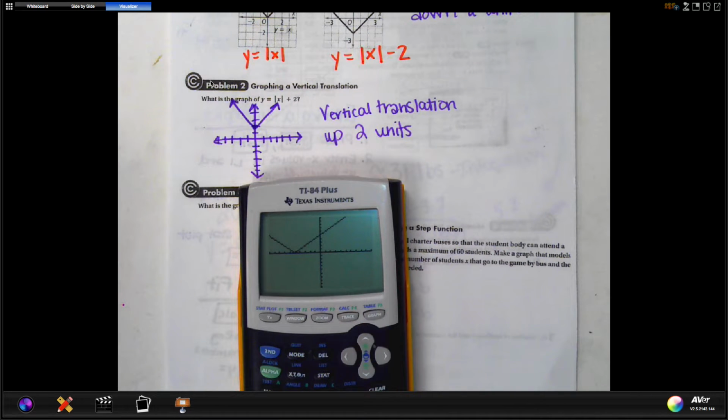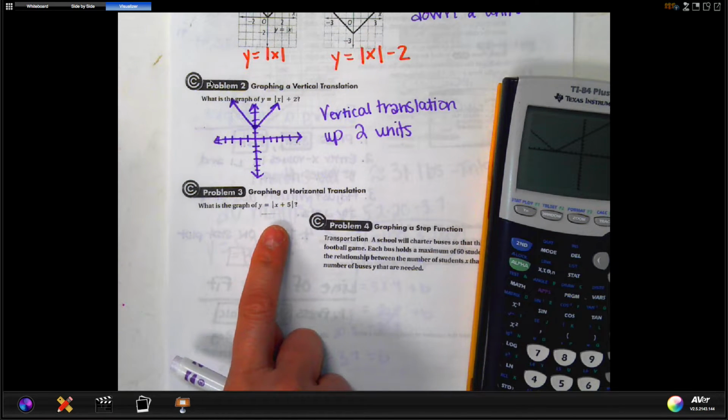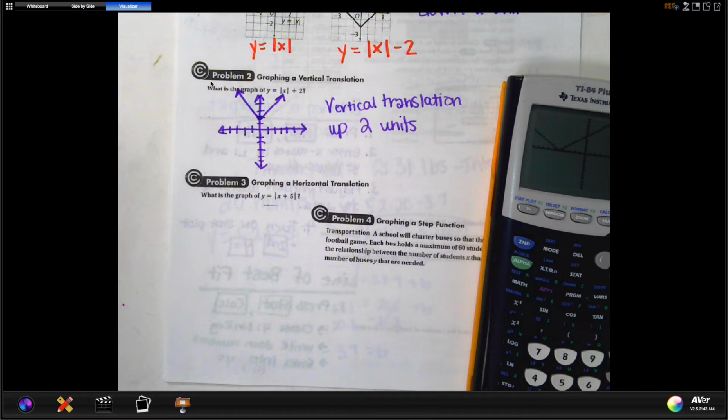Okay, so when it is inside the absolute value symbols, it's like a coordinate. It goes the opposite of what it says. So this says plus 5, but it's going to go left 5. Does that make sense? That's only happening when it's inside the absolute value symbols. When it's outside, it'll go up or down according to positive and negative. It'll be opposite here.